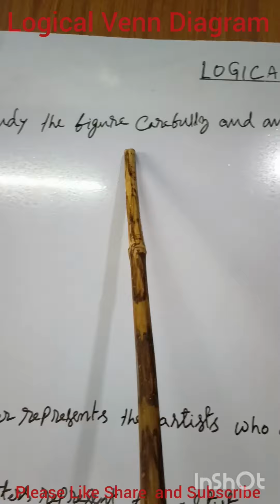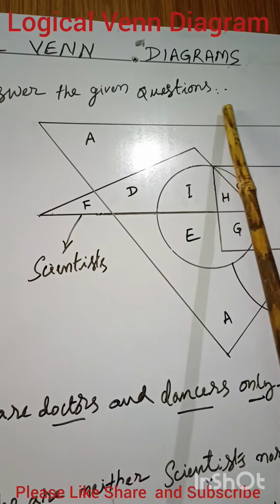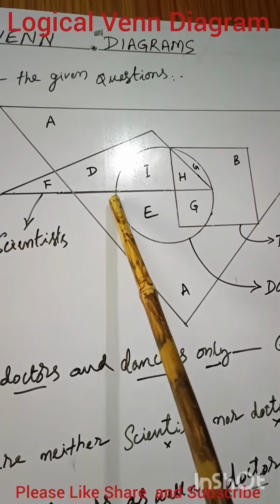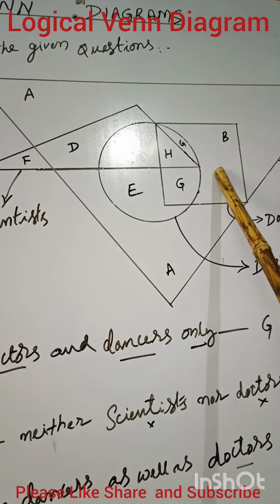We see one more logical and Venn diagrams. The question is: study the figure carefully and answer the given questions. So this is the figure: one triangle, another small triangle, another circle, and one square.